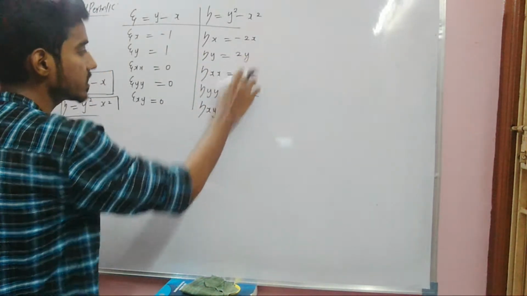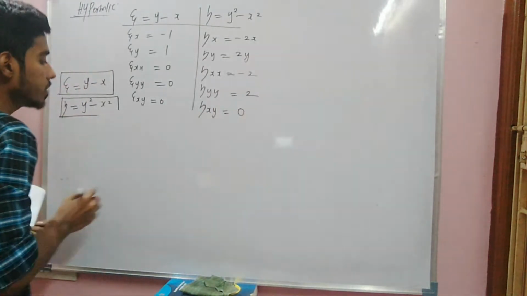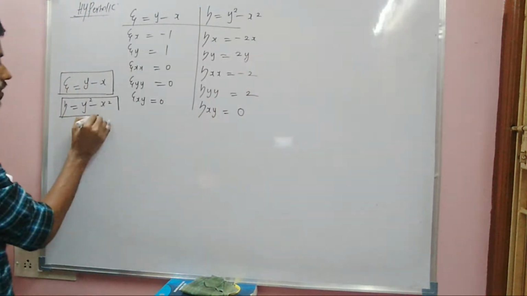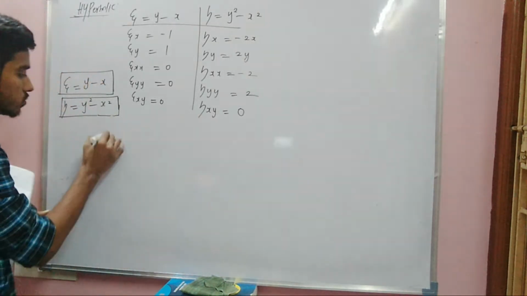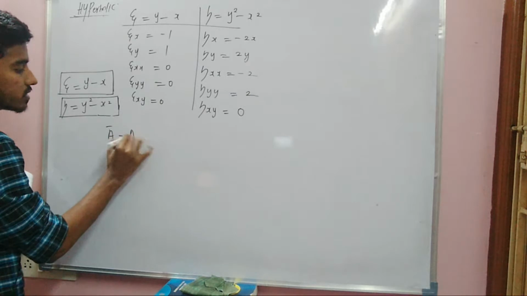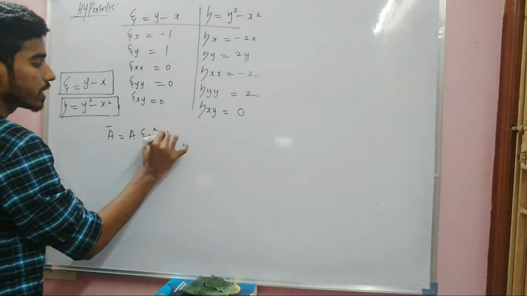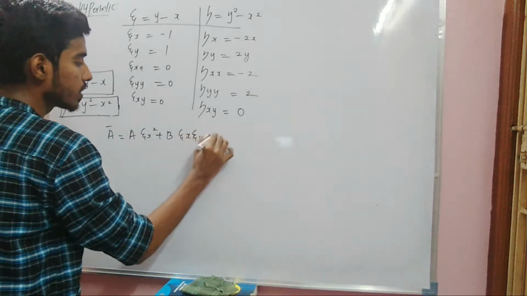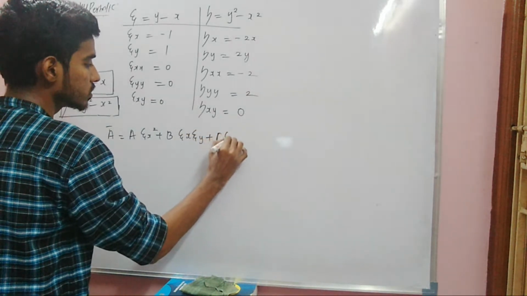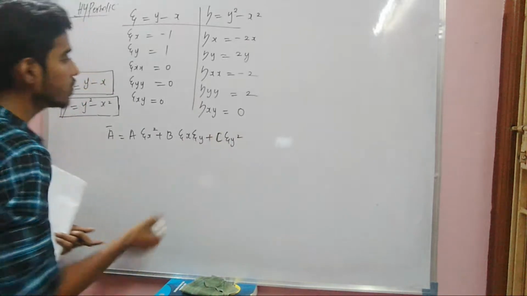Suppose we have 2yx, we can write 2y here, right? So we need to find the canonical form. Before that, what we have to do? We have to find A bar, B bar, C bar, D bar, E bar. So what is our A bar? Our A bar is a into theta x square plus b into theta x theta y plus c into theta y square. Now we substitute all here.